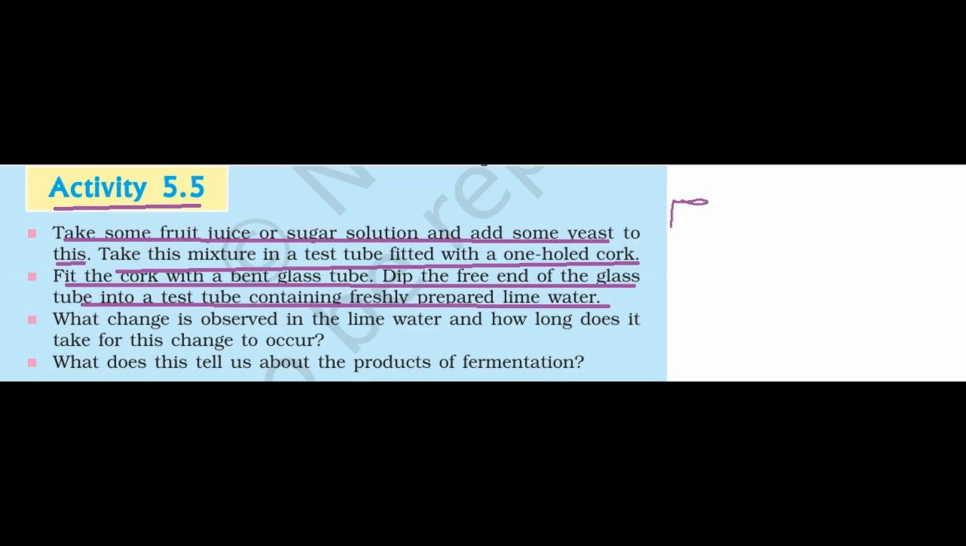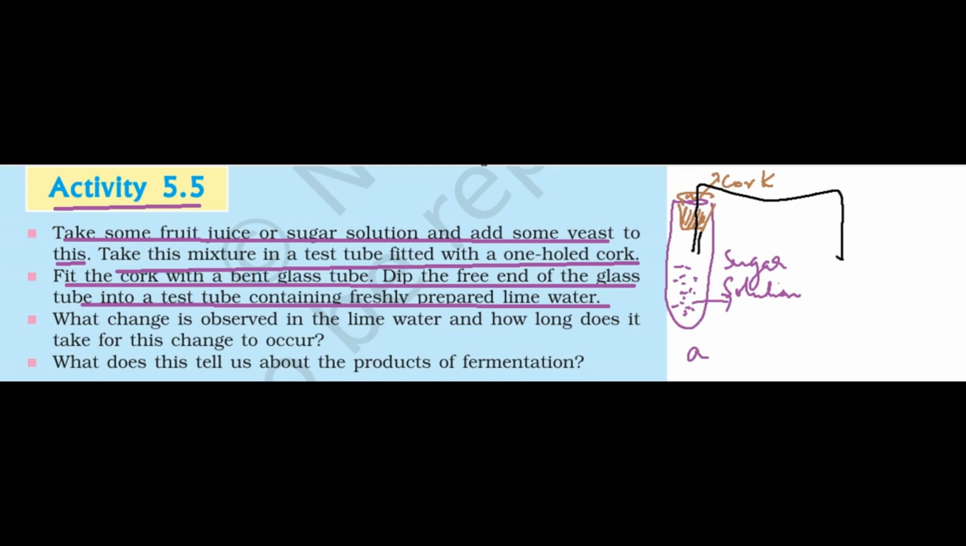So this is one test tube. We label it as test tube A, and we have to take a sugar solution inside. It should be fitted with a one-hole cork. This is a one-hole cork. Now we have to take a bent glass tube, pass it through the hole of the cork, and connect it with another test tube. Now inside this sugar solution in test tube A we should add yeast.